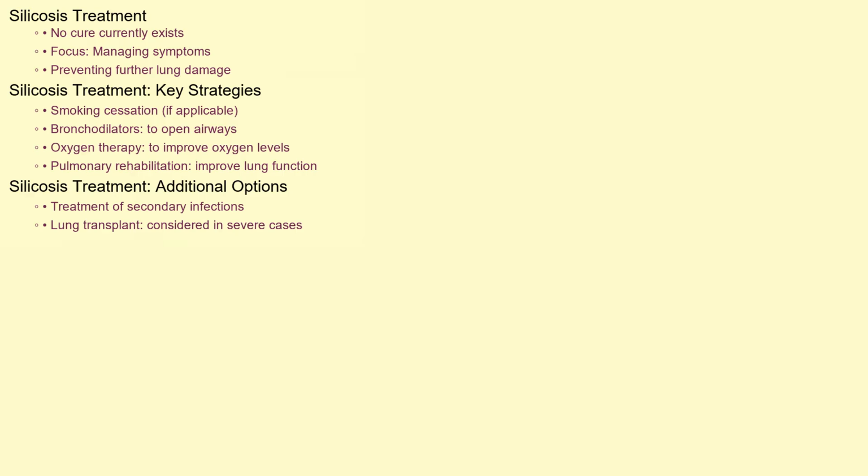Unfortunately, there is no cure for silicosis. Treatment focuses on managing symptoms and preventing further lung damage. This may include smoking cessation, if applicable, bronchodilators to help open airways, oxygen therapy to improve oxygen levels, pulmonary rehabilitation to improve lung function and exercise tolerance, and treatment of any secondary infections. In severe cases, a lung transplant may be considered.